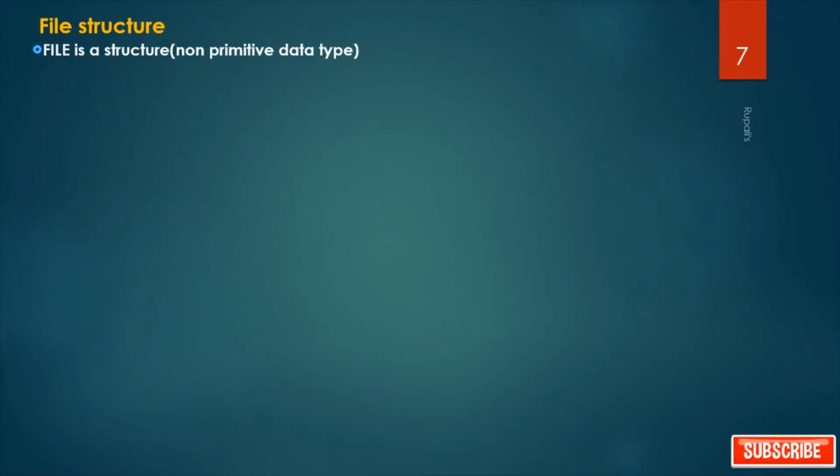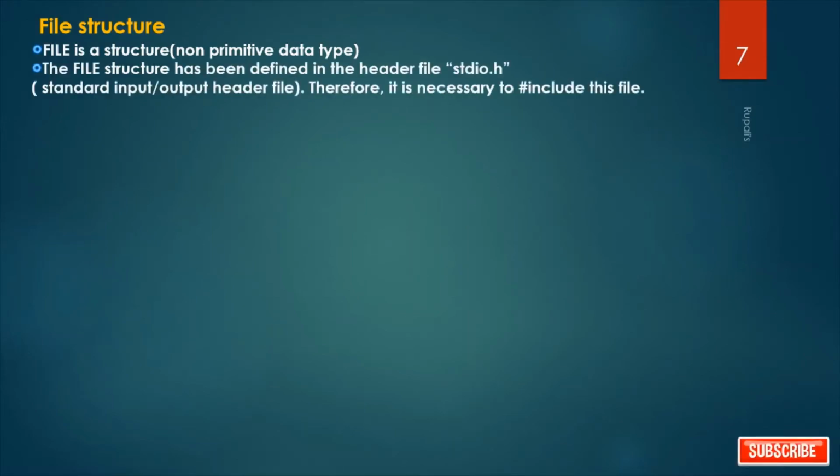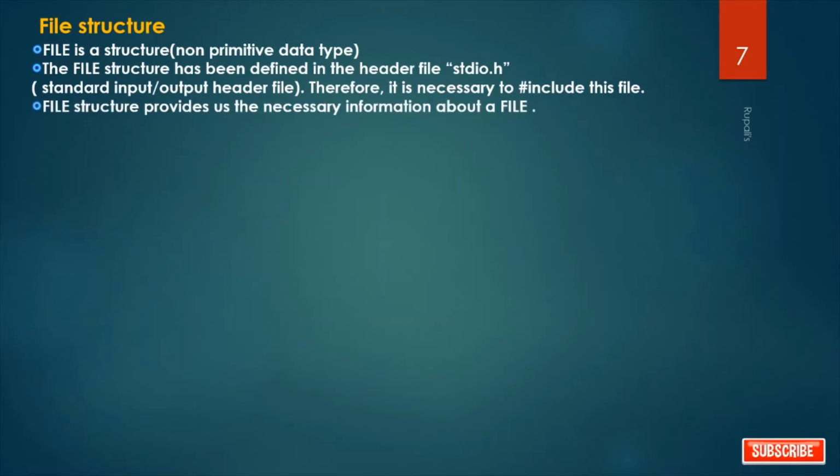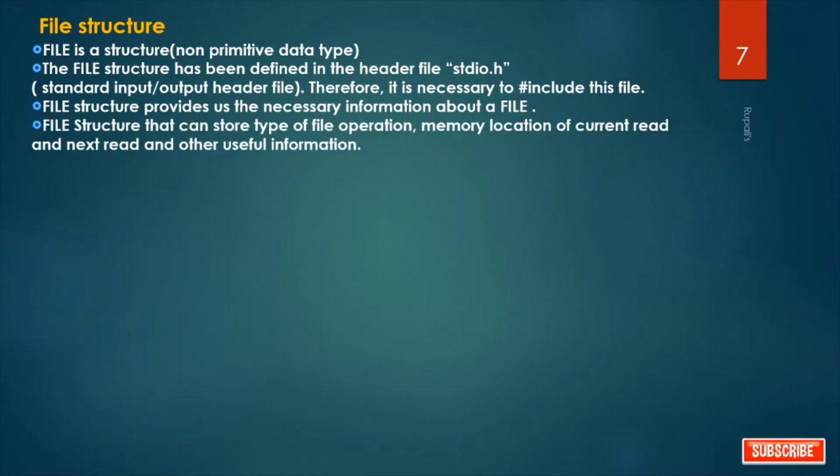Now, file structure. FILE is a structure. Structure means what? It is a non-primitive data type. So, where is it defined? It is defined in our header file stdio.h, that is the standard input output header file. So, when you are doing file operations, then it is necessary to include this header file stdio.h. The file structure provides us the necessary information about a file. The file structure can store the type of file operation, memory location of current read and next read, and other useful information.